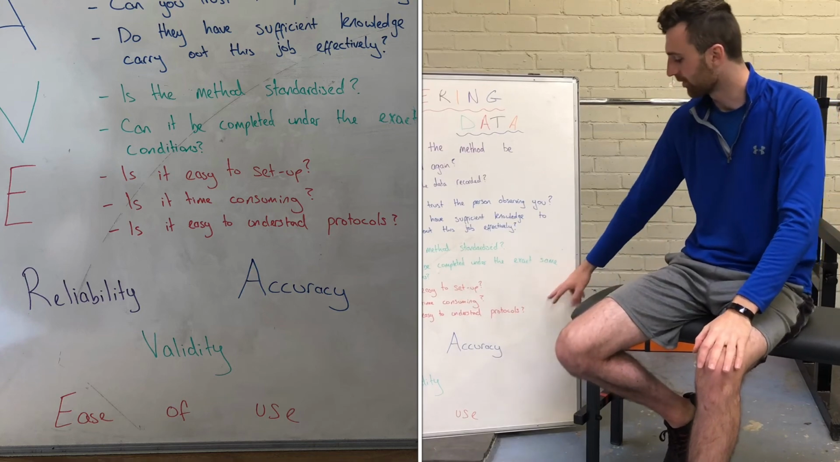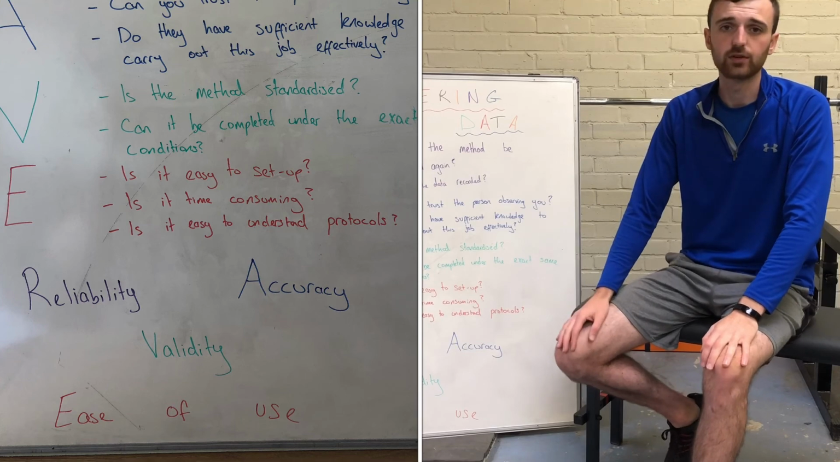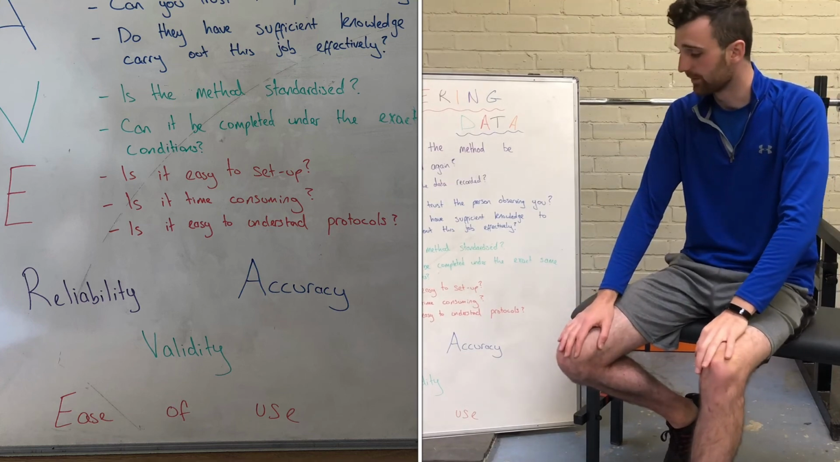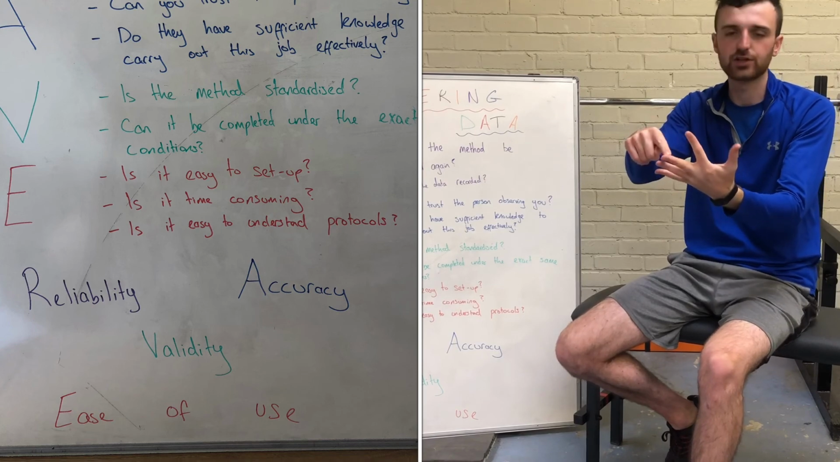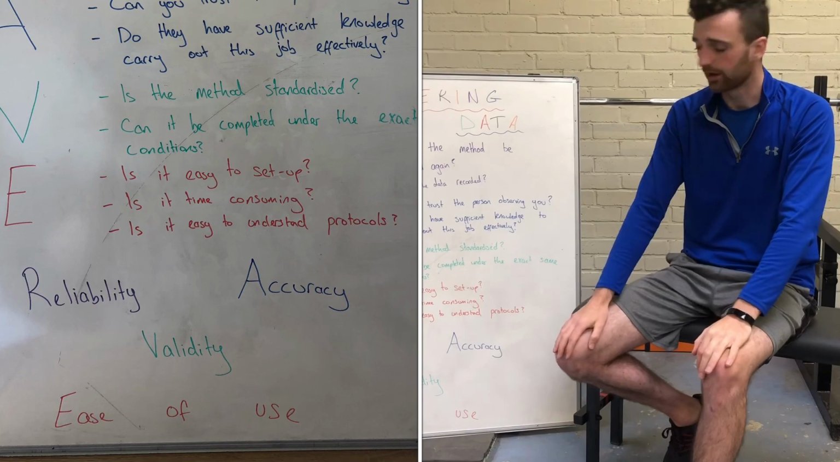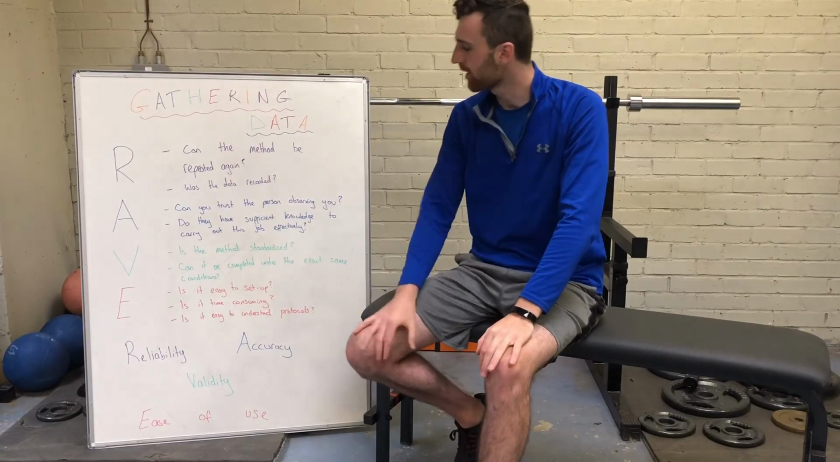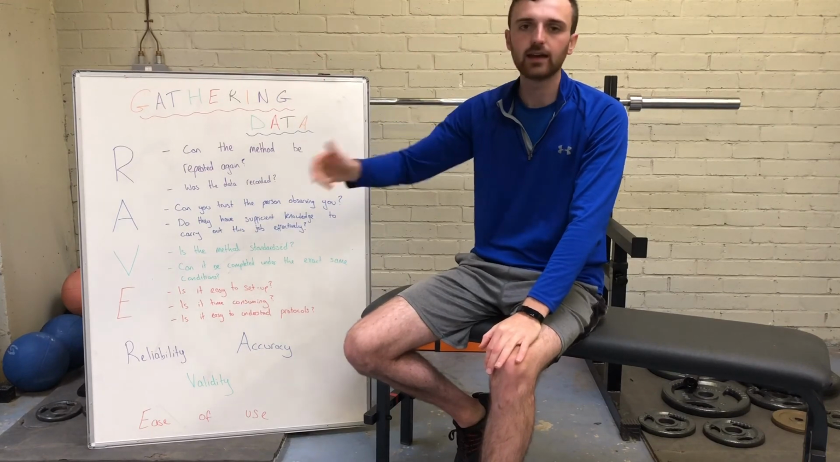And is it easy to understand protocols? So is it easy to understand what it is you have to do? I think for the majority of tests, looking at the 12-minute Cooper run, the mental toughness questionnaire, and the Illinois agility test, it is fairly straightforward once we do a wee demo and talk through it. So that's one for you to remember, RAVE: reliability, accuracy, validity and ease of use.